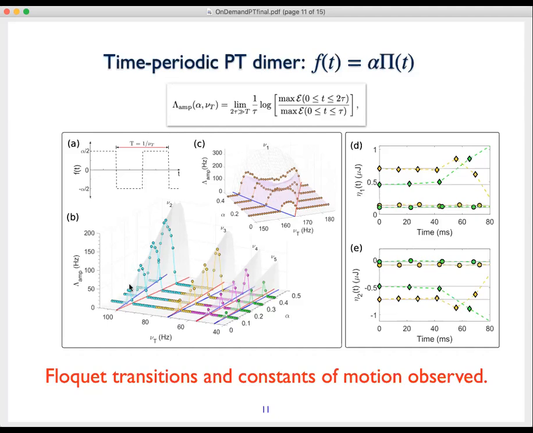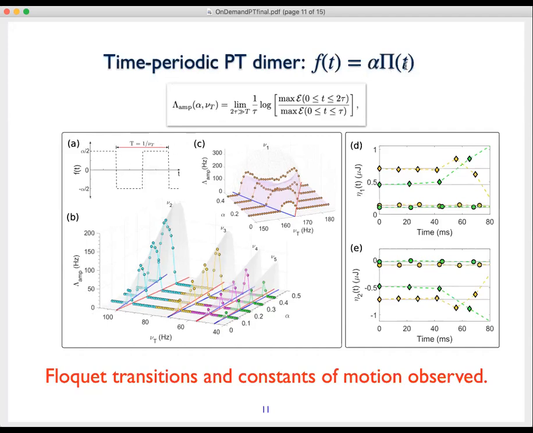All right. So what is shown here are experimental data for amplification factor as a function of frequency and as a function of the strength of this alpha. So my f of t is alpha times pi of t, where pi stands for this square wave function.